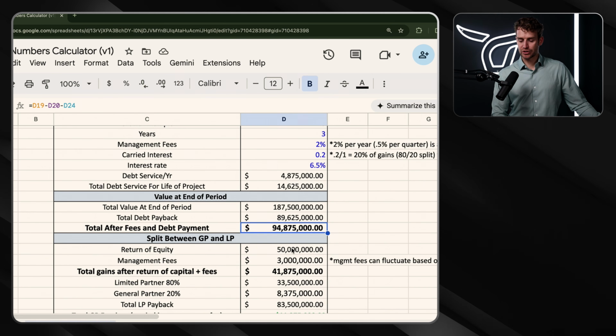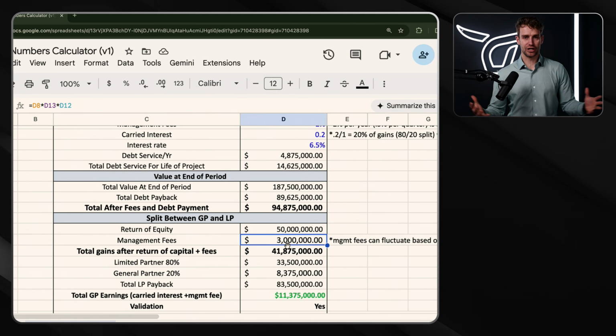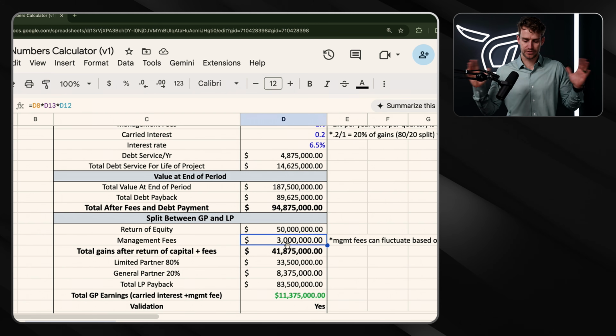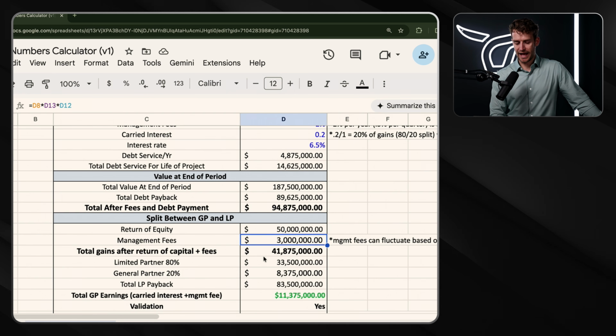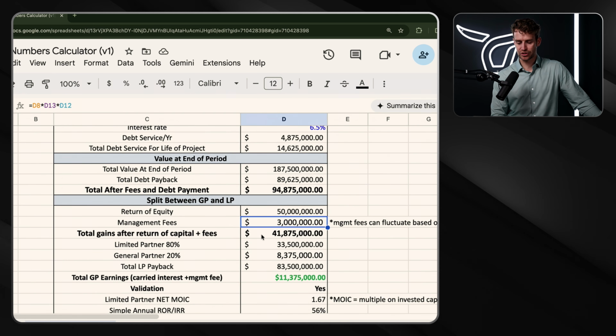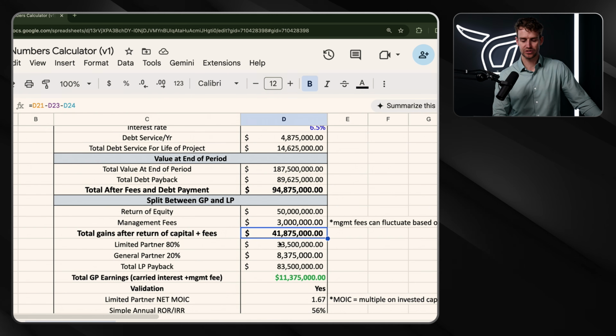Pretty good. So we got to return our capital first. We return the 50 million. We pay our management fees. I'm just doing that in a conglomerate. Again, a more complex version would be it's spread out over every quarter, but I'm just doing it in aggregate here. 3 million is paid out. Total gains after return of capital and fees is $41 million of gains.